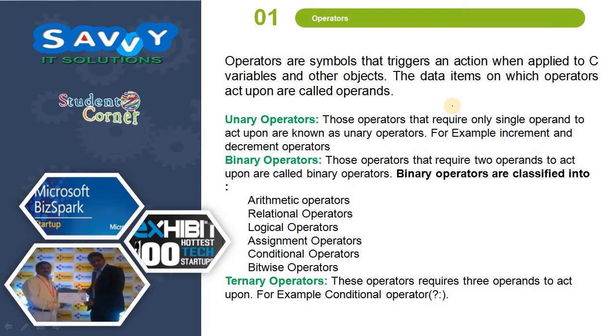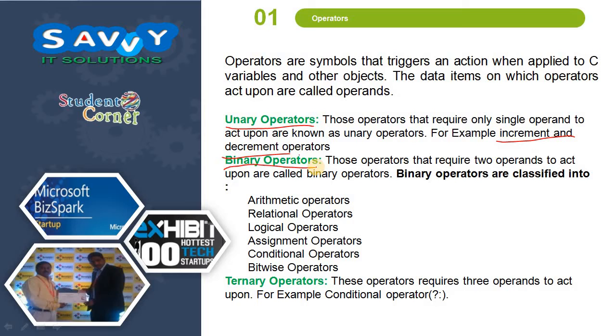Operators are symbols that trigger an action when applied to C variables and other objects. The data items on which operators act are called operands. Unary operators are those operators that require only a single operand to act upon. Examples are increment and decrement operators. We can also say they perform an operation on only one operand.